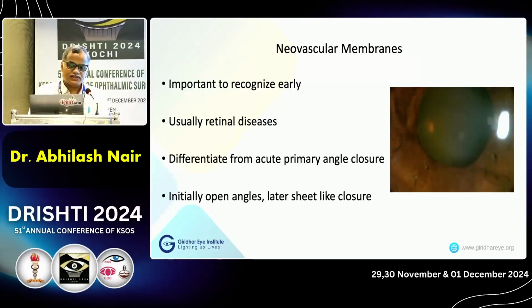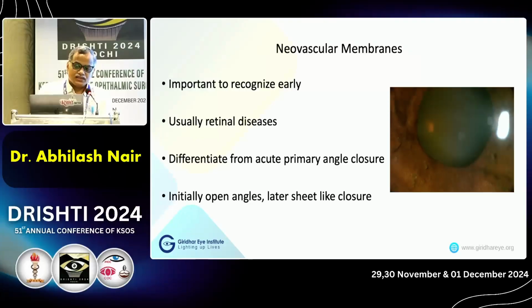So always differentiate the primary angle closure disease from neovascular membranes. And for this you could ask for the history, because there may be a history of retinal problems earlier, but also the anterior chamber is typically deeper in such a situation, while in acute angle closure glaucoma, the anterior chamber has to be shallow. You can take cues from the other eye also. Initially the angles may be open, which is when you have to catch these patients, because otherwise it becomes a headache for treating the glaucoma part.